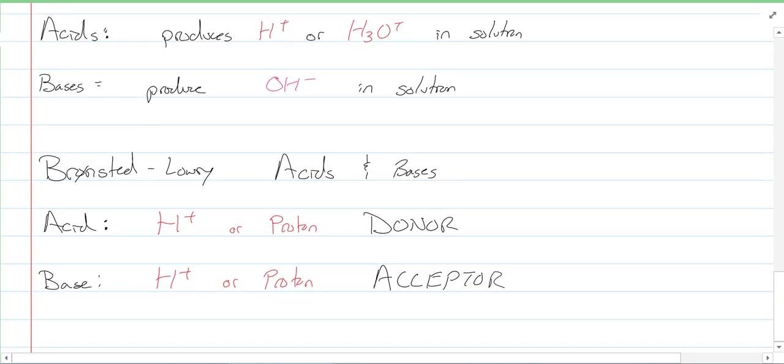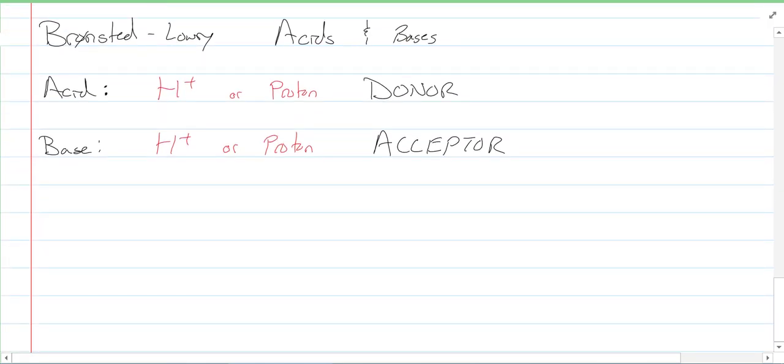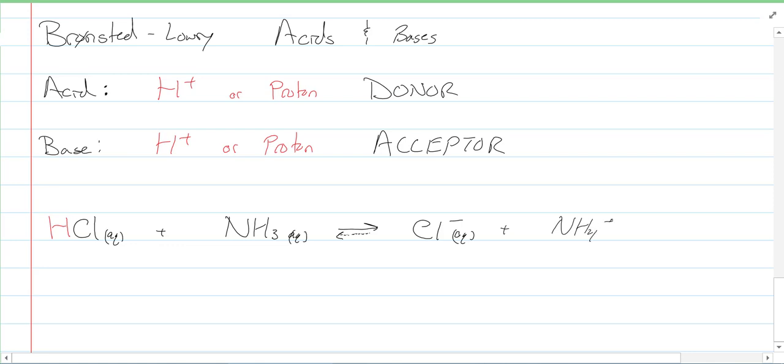So now we're in donor acceptor theory. What do we mean? Let's take a strong acid, HCl, and we're going to add that to NH3. Well, what's going to happen here? Now, technically, it can come back the other way, but we'll get Cl minus plus NH4 plus.